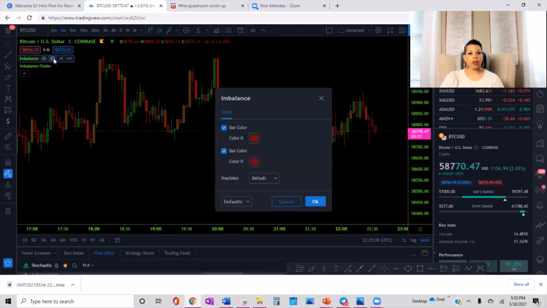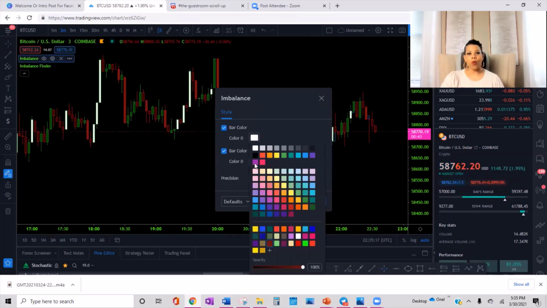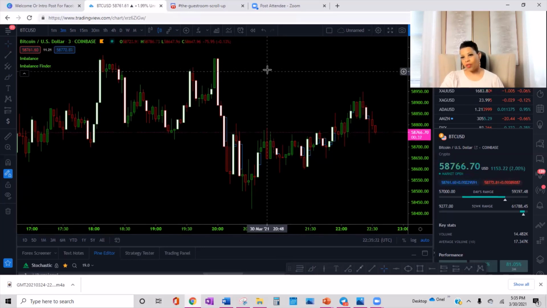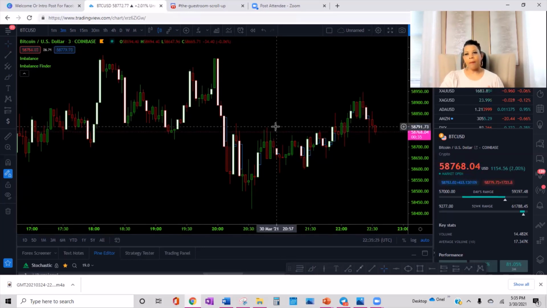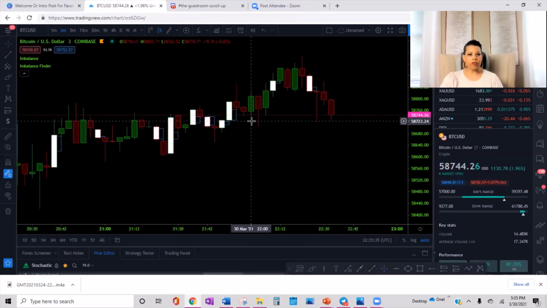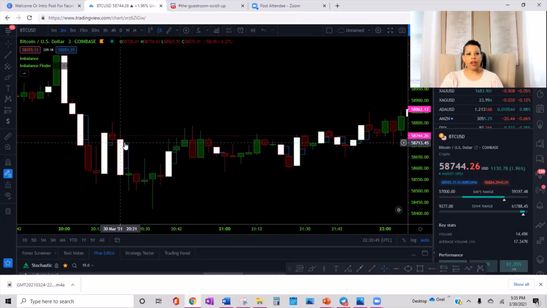So when I go up here, I'm going to change my color to white. Did you see that? So it's showing you where your imbalances are in the market. Here is the only thing I don't like about this indicator. If the imbalance has been filled, it still shows you where the imbalance was. It would be nice if once the imbalance was filled, it went away. Maybe they're working on that as we speak. I don't know. But look, it shows you very clearly where imbalances are in the market. This second one actually carves it out for you.